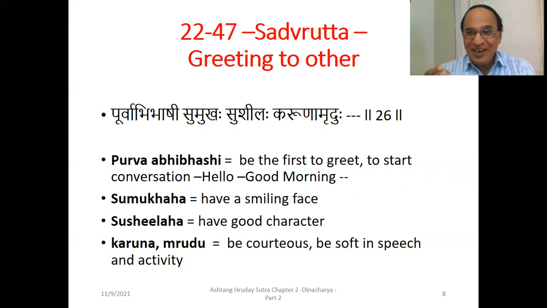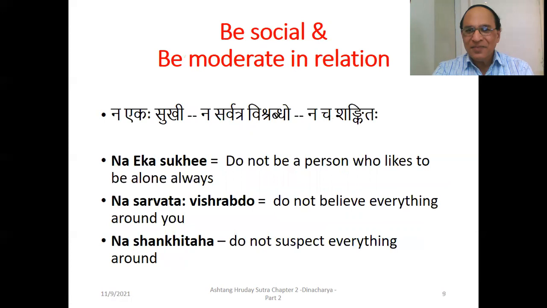I think you have seen that many times. Dr. Deshpande is always keeping his face smiling in different videos. Why? Because Vagbhat has told me like that. Then Sushila, have good character. Moral character is very important. Karuna Mrudu, be courteous, be soft in speech and activity. Next, be social and be moderate in relation.